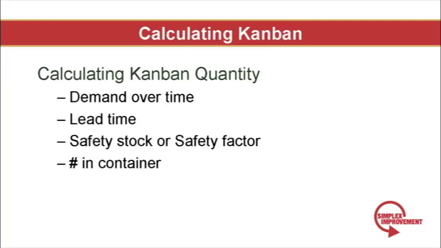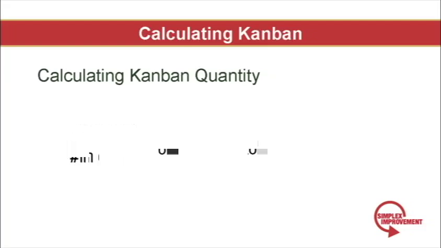So here's the basic formula for calculating Kanban quantity. It's lead time times demand plus the safety inventory, all divided by the number of items in each container. I've also seen it as lead time times demand times the safety factor, all divided by the number of items in each container. Now I know that's a little complex, so let me strip the formula down to the basics. What really drives this formula is demand and lead time.